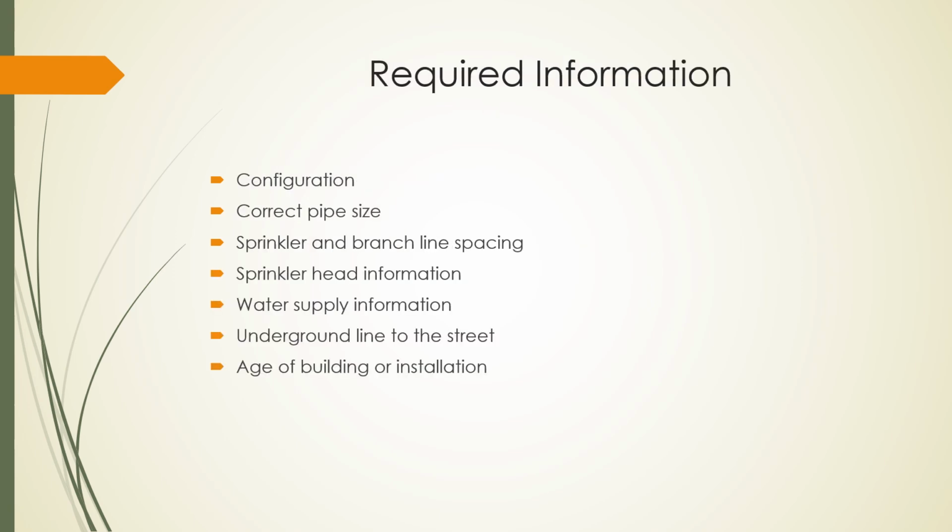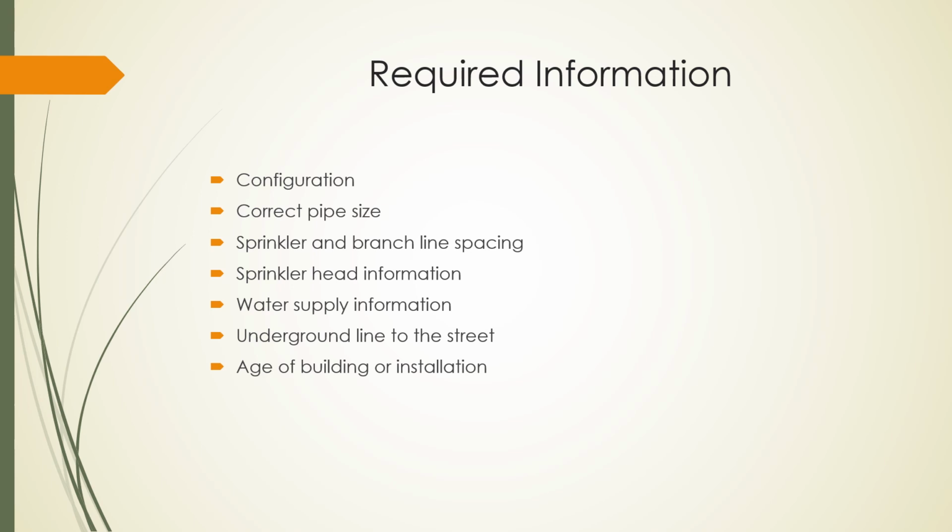So before we can estimate what the sprinkler system is doing, we've got to be able to sketch it out to get a sense of what's up there. And to do that, we're going to need to look at the configuration of the piping, which I'll go into in a little bit more detail. We'll also need the correct pipe size. It's not as hard as it may seem, and I'll give you some hints as to how to come up with what might be the correct pipe size.